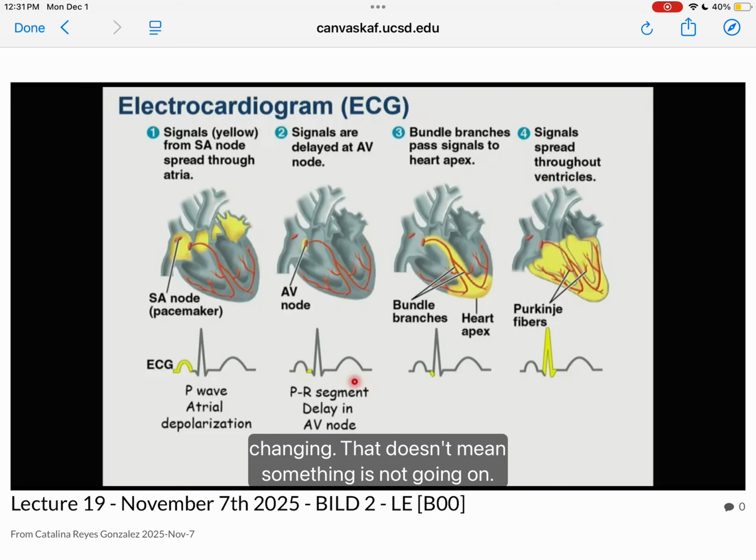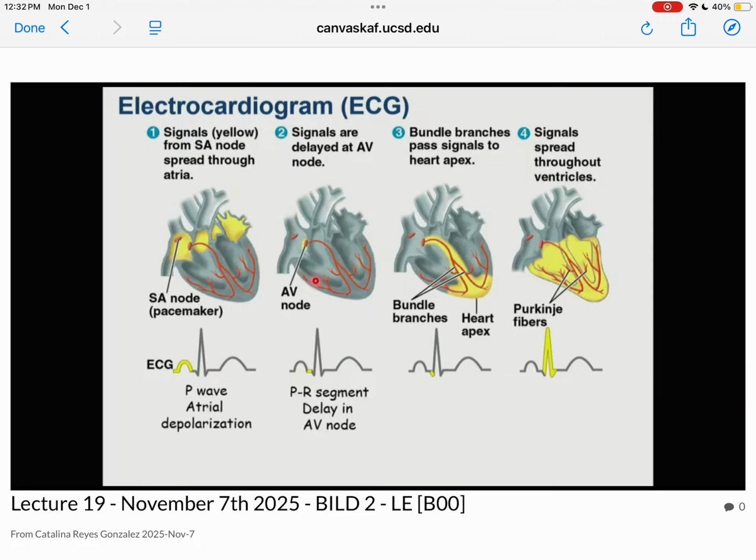That doesn't mean something is not going on. What's going on in the PR segment is the signal is stuck in the AV node. So the signal, remember, is delayed some time in the AV node, and that's what you're seeing here in the PR segment. No change in electrical activity because the action potential is there. It hasn't moved forward. Okay? And remember, the depolarization or that action potential cannot move from the atrial myocardial cells to the ventricular myocardial cells because we have that connective tissue separating the atria and the ventricles. So they're not connected by gap junctions.